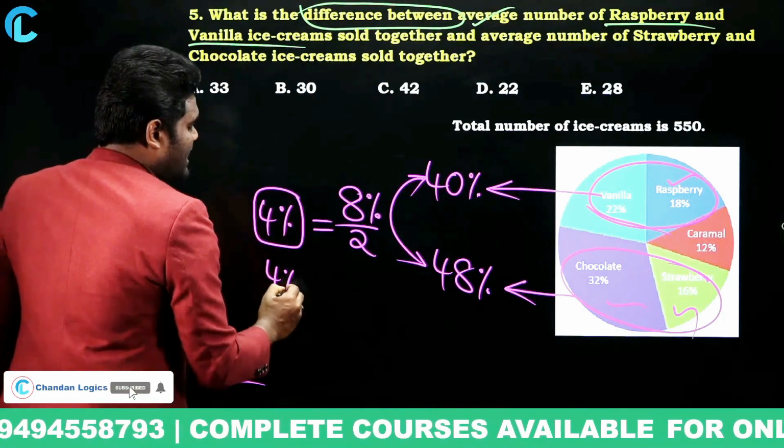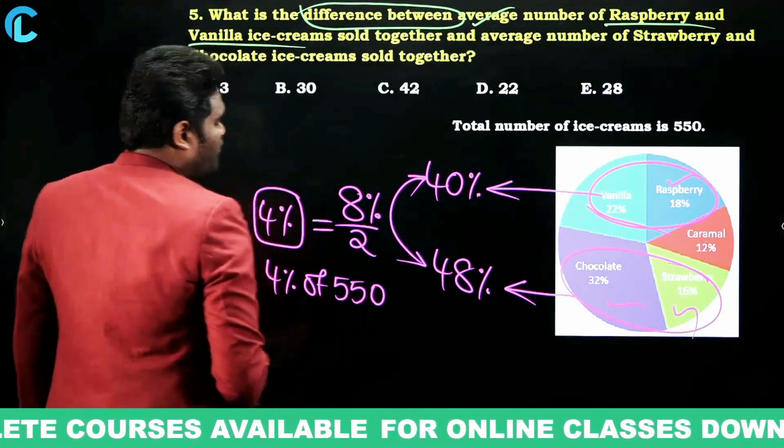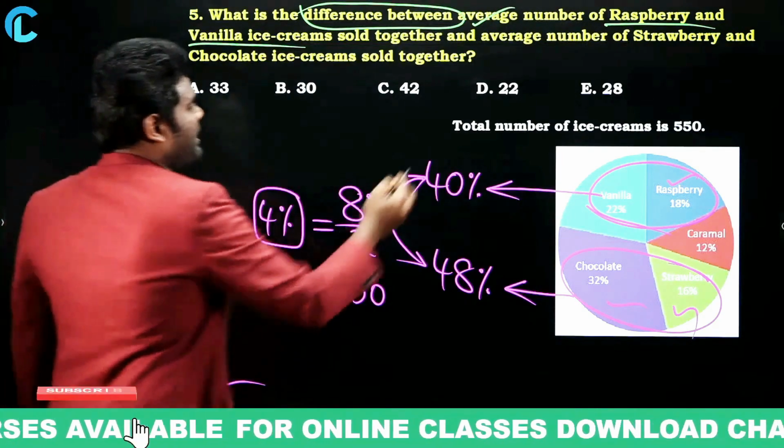So 4% of 550. Okay. So 4% of 550 means the answer will be 22.